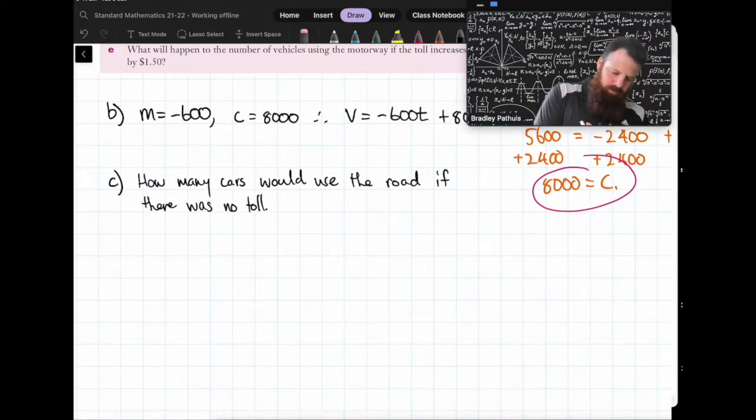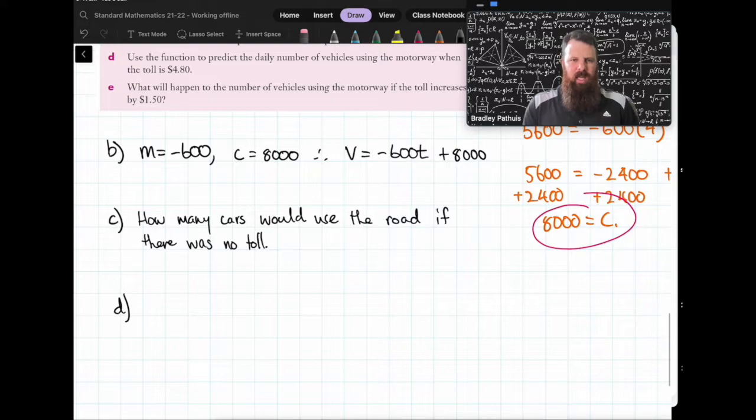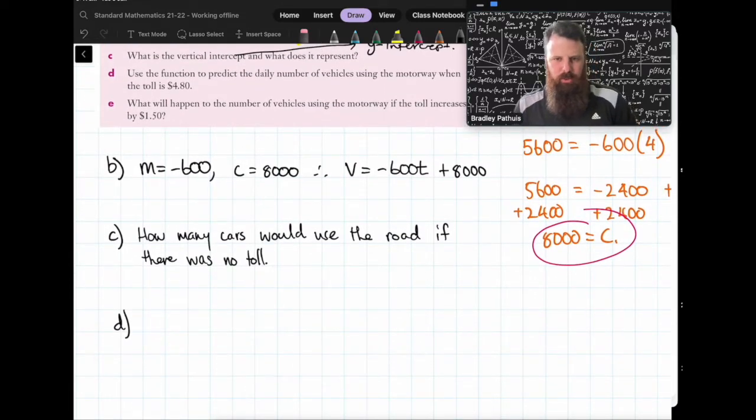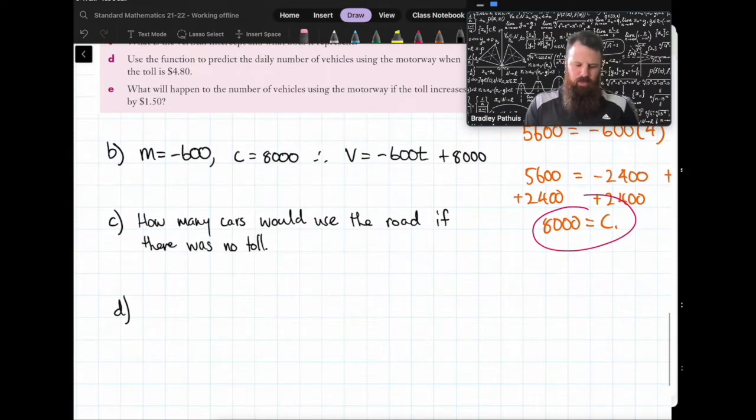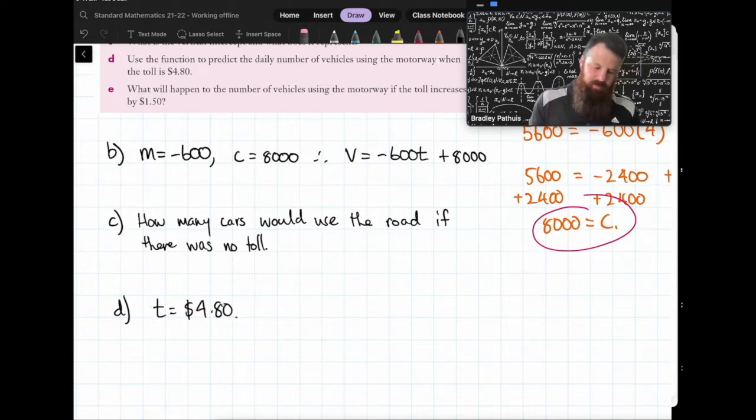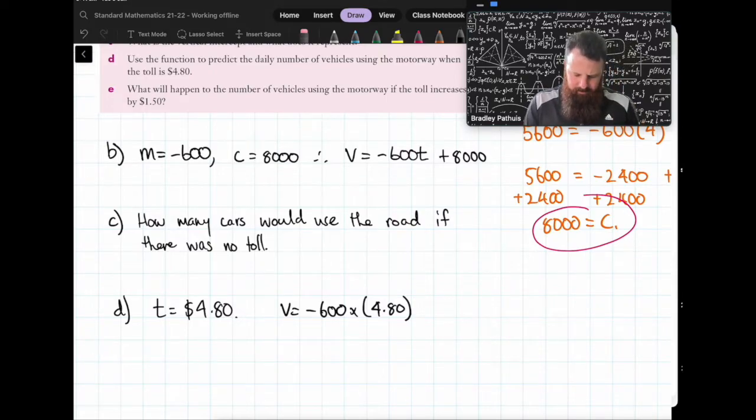All right, let's go question D. Question D says, use the function to predict the daily number of vehicles using the motorway when the toll is $4.80. So remember, when T equals $4.80, that's what we've been asked to evaluate. So V equals negative 600 times $4.80 plus 8,000, just substituting that value in. And now we just get our calculators out and we evaluate it. We get 5,120 vehicles would be using the road.